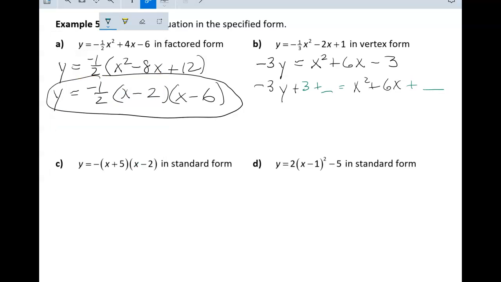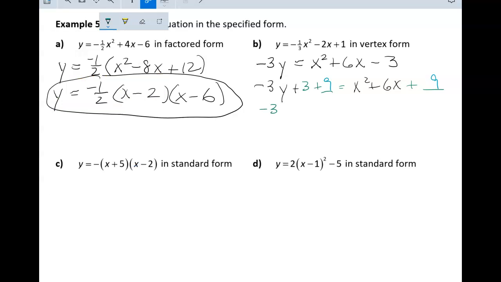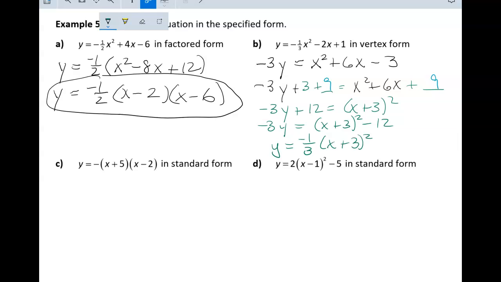Now let's fill in the blank. Half of 6 is 3, squared is 9, so it's a plus 9 on both sides. And we have -3y plus 12 equals x plus 3 squared. Subtract off that 12, and then divide everybody by -3. And we have the equation in vertex form. That's the hardest transformation to do.